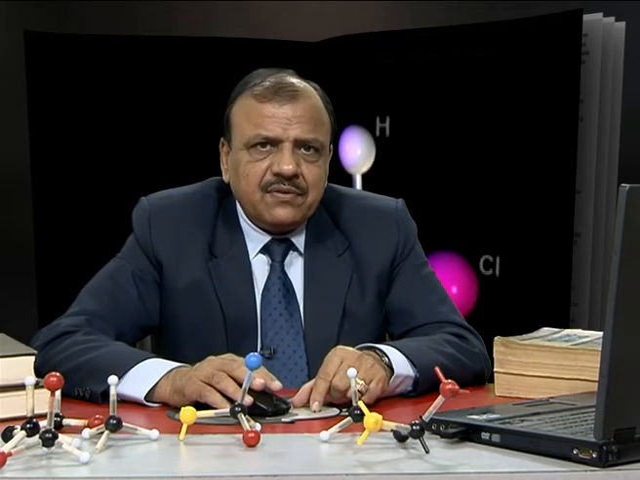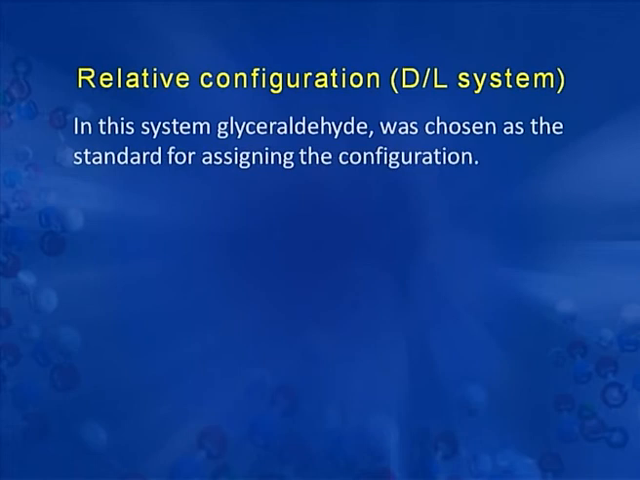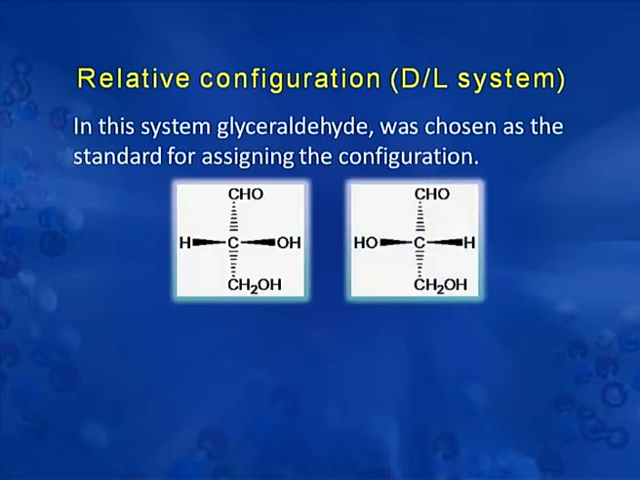One of the methods that was given earlier is a relative method, which we call relative configuration, and in this system glyceraldehyde was chosen as a standard for assigning the configuration. Glyceraldehyde, you know, has two possible isomers. These are the two isomers of glyceraldehyde. Now, any compound whose configuration is to be written was compared with glyceraldehyde.